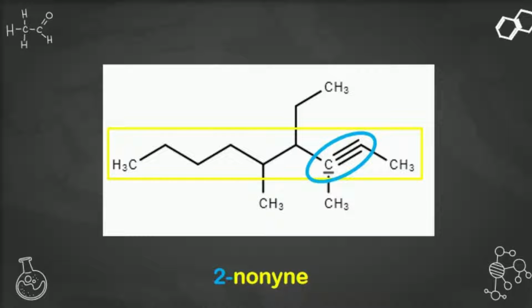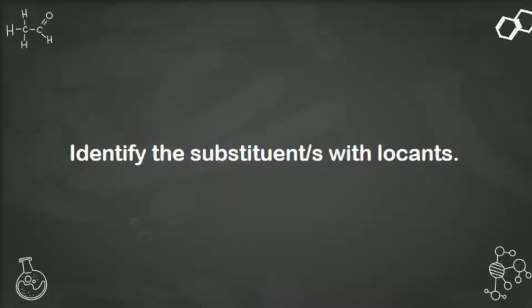alkyne with a triple bond. And the locant here, we identify it by numbering it so that it has the lowest possible number. So the lowest possible number of it, if we number it from the right, is 1, 2. So the locant of the parent chain is 2. The name of the parent chain is 2-nonyne.